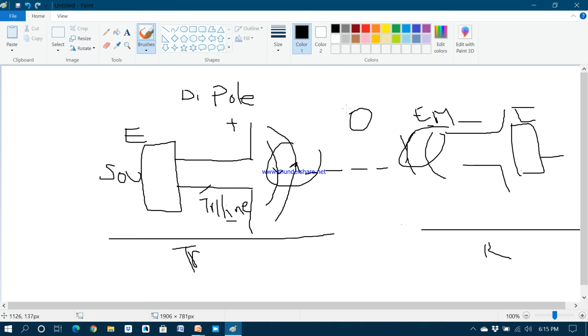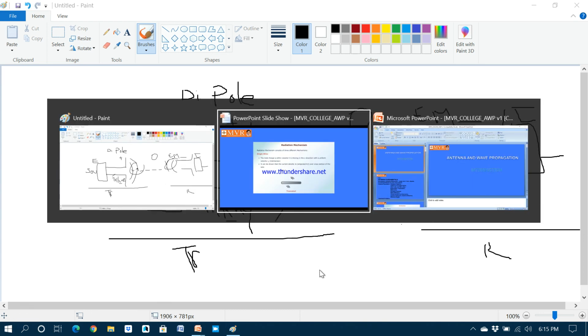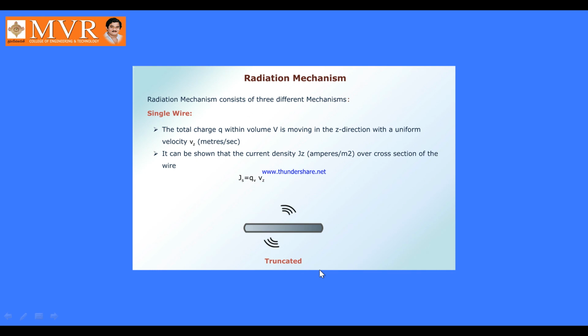So in this one, the first is the single wire antenna. In the radiation mechanism, we look at a single wire antenna. So what is a single wire antenna? Look at this one. A single wire antenna just looks like this. In the previous picture, a source is fed with a dipole antenna, but here it is a fundamental single wire antenna. Then how is the radiation performed in this single wire antenna?